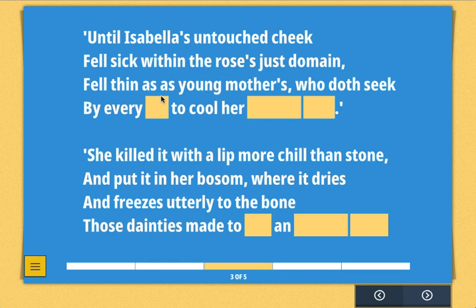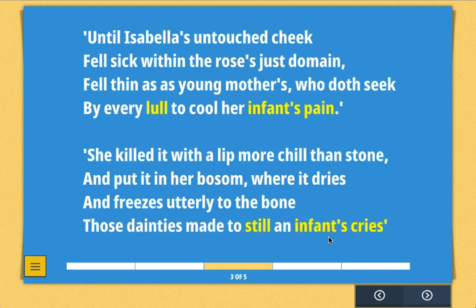Okay, so the first one, "fell thin as a young mother's who doth seek by every lull to cool her infant's pain." And then this one here, where she holds the glove to her breast and puts it to her bosom "where it dries and freezes utterly to the bone, those dainties made to still an infant's cries." So we've got more or less a direct repetition there, really: infant's pain, infant's cries.